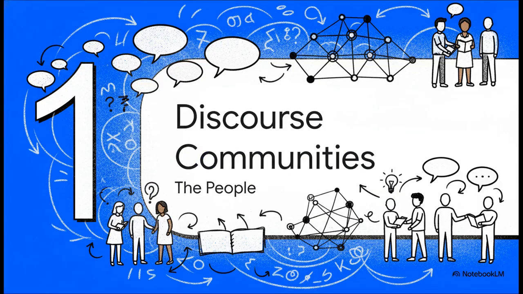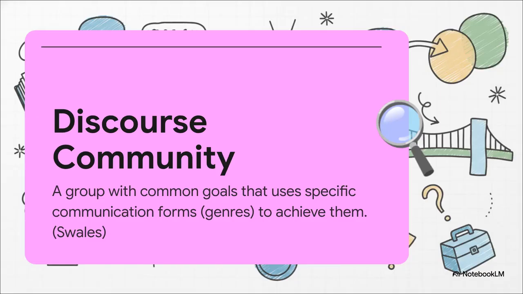But here's the thing. Language doesn't just exist in a vacuum, right? It's a social thing. It's created and molded by groups of people working together. So to really understand the language, you've got to start by understanding the people. And that brings us to this key idea from a linguist named John Swales, the discourse community. Think about any group with a shared purpose. Biologists, lawyers, even diehard fans of a specific TV show. They all end up developing their own unique ways of communicating to get things done.